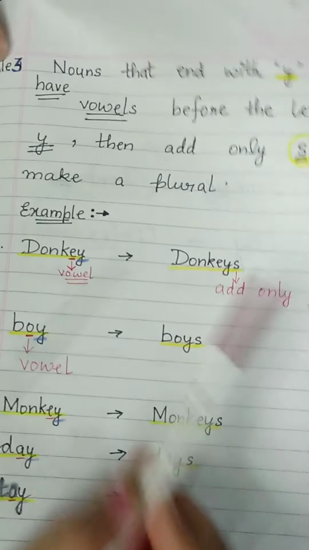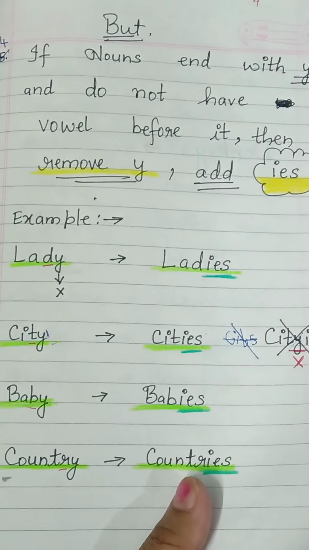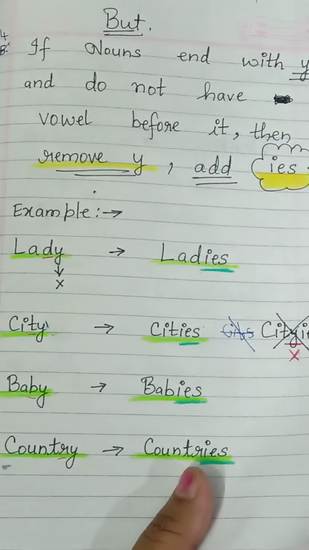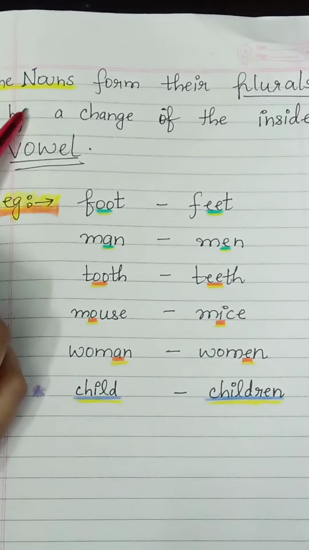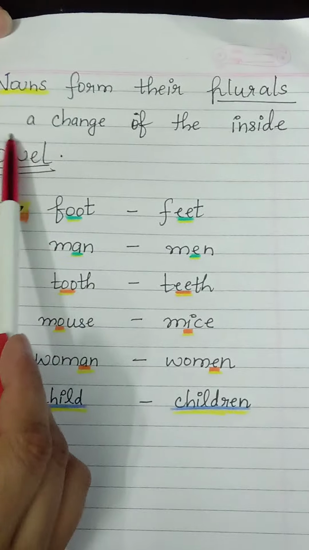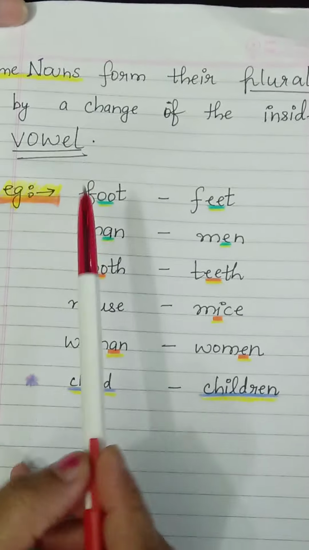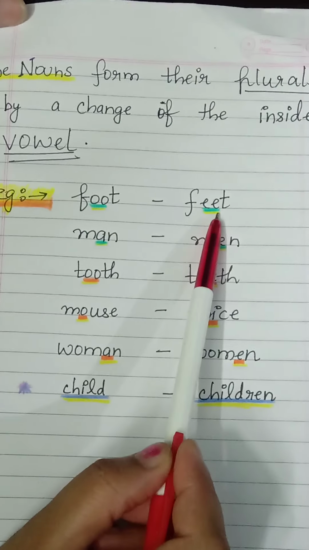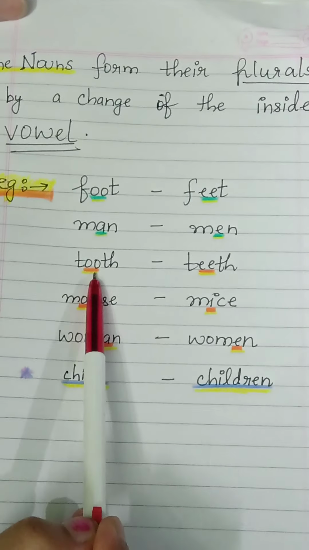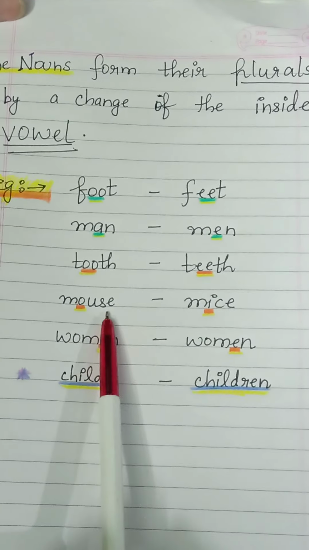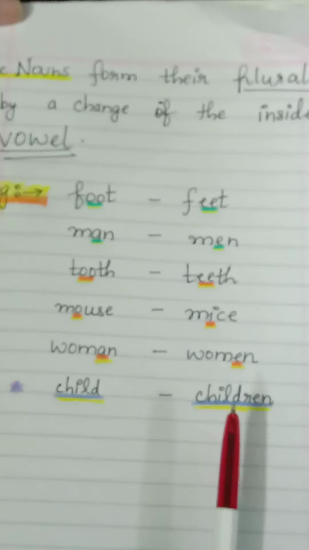This was the rule. And I taught you some words that change their forms in the plural. Let us come to those words. There are some nouns which form their plurals by a change of the inside vowel. Like for example, foot becomes feet, man, men, tooth, teeth, mouse, mice, woman, women, child, children.